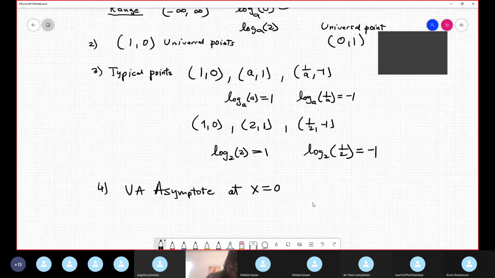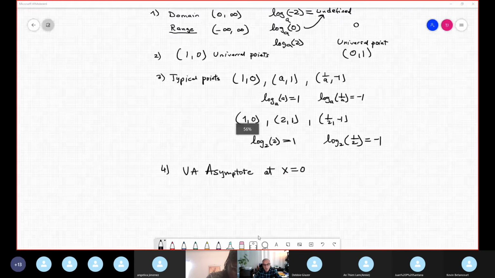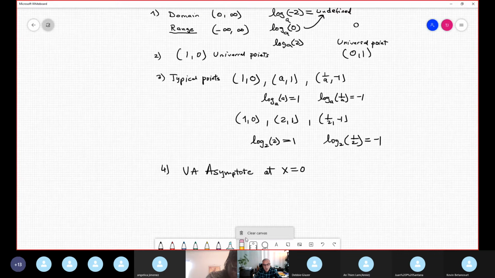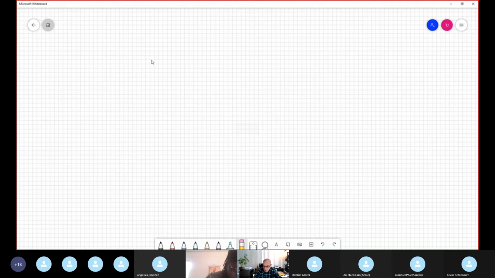So this is a moment in which you are almost ready, but not yet, to solve any equation involving exponential or logarithmic functions. But before, I need to explain something. I need to explain the standard logarithmic function.